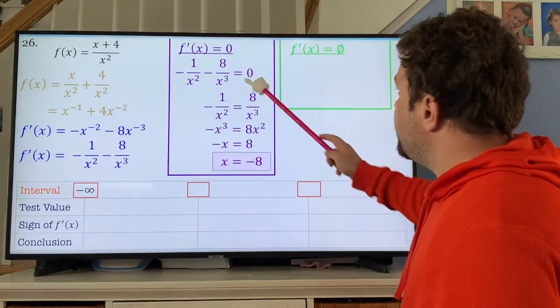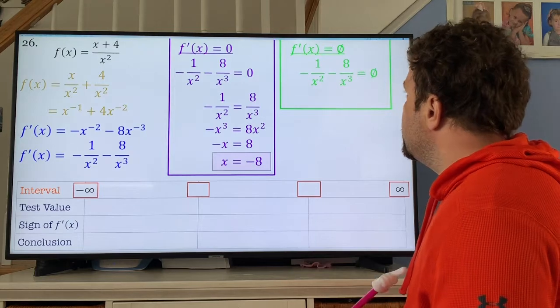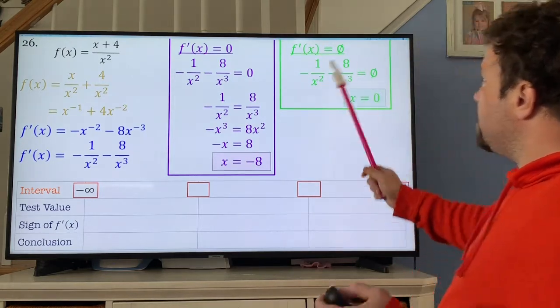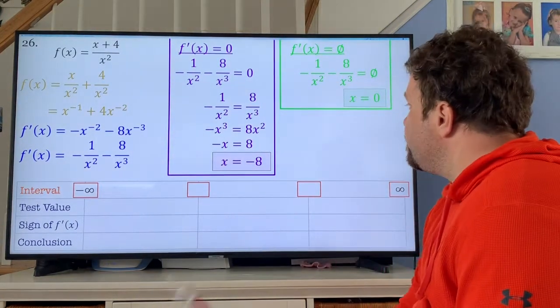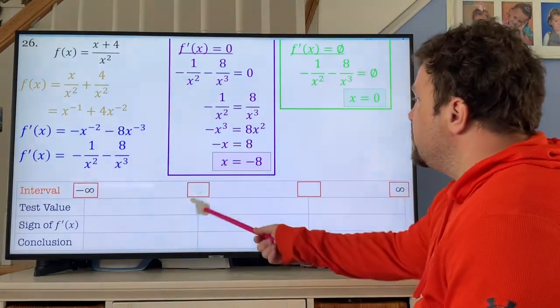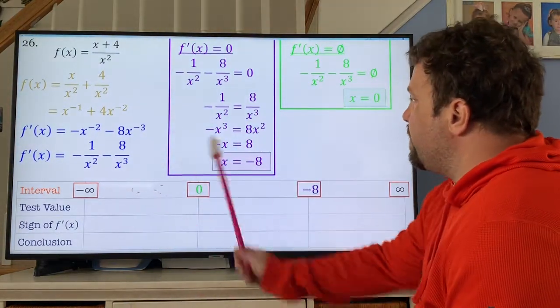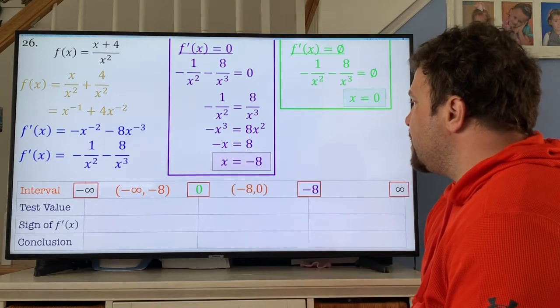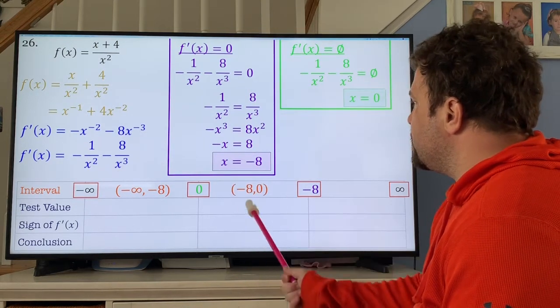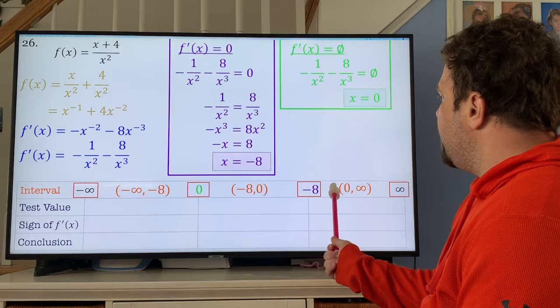Now, when are they undefined? When either one of these guys equals 0. So when x equals 0, because they both equal 0. So you have two critical numbers, 0 and negative 8: negative infinity to negative 8, and negative 8 to 0, and 0 to infinity.